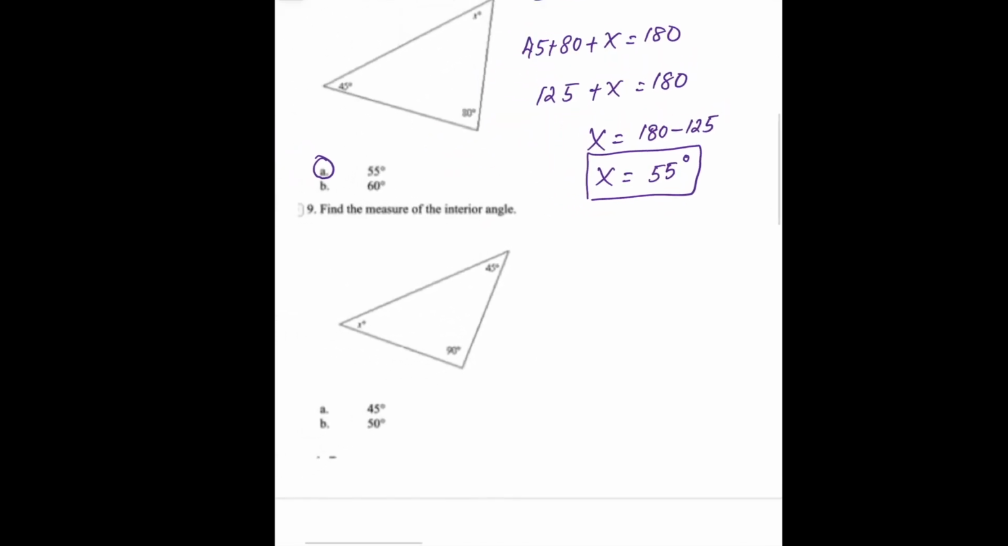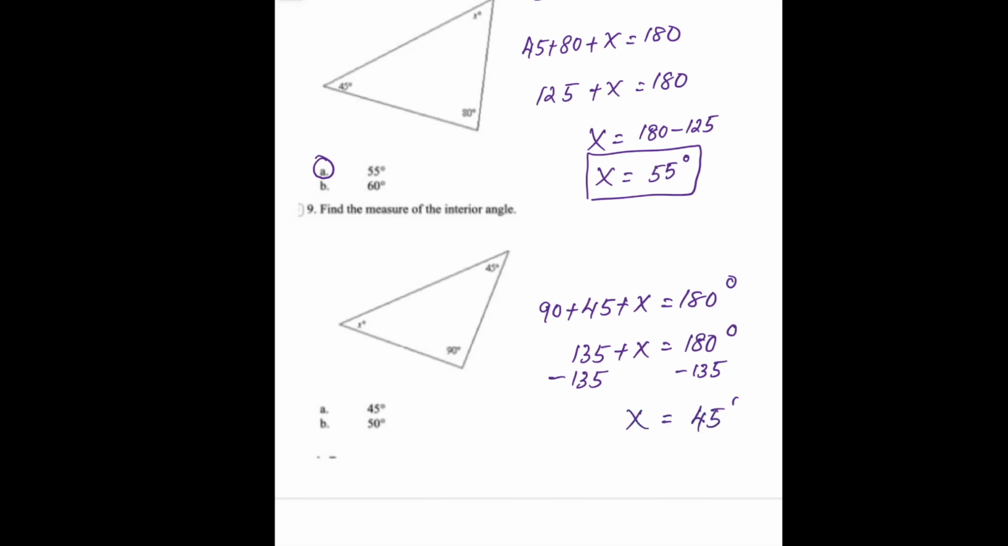Number 9. Find the measure of the interior angle. So this is the same type of problem only. So 90 plus 45 plus x equal to 180 degree. So 90 plus 45 is 135 plus x is equal to 180 degree. So you subtract 135 from both sides. So x is equal to 45 degree, which is option A.